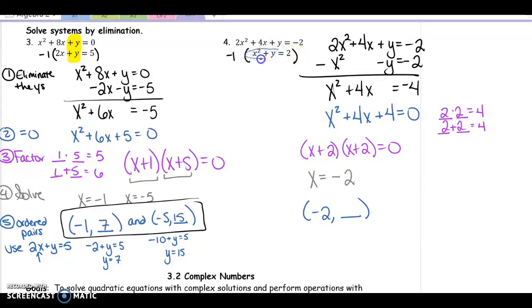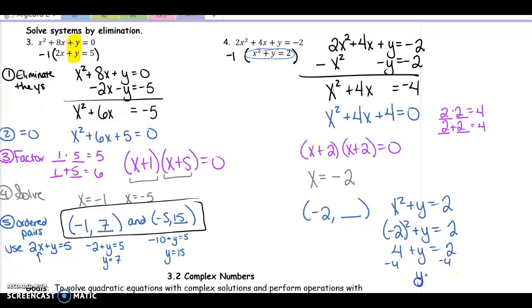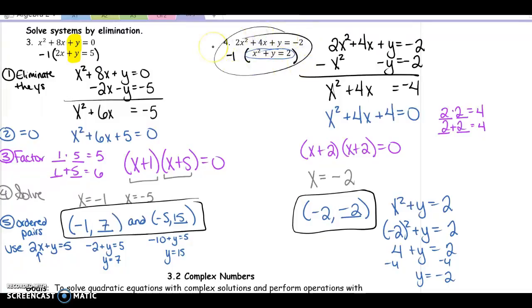And I'm going to go back to the original second equation. You can pick any of the equations to plug it into. x squared plus y equals 2. So negative 2 squared plus y equals 2. That'd be 4 plus y equals 2. So y equals negative 2. There's a lot of negative 2's in this problem, isn't there? These two equations, if we put them on the coordinate plane, they would meet in only one location at the ordered pair negative 2, negative 2.